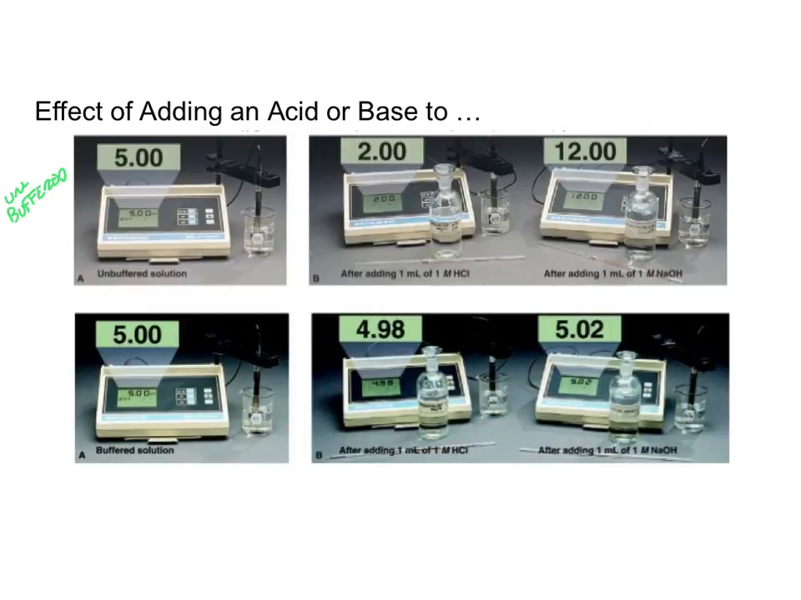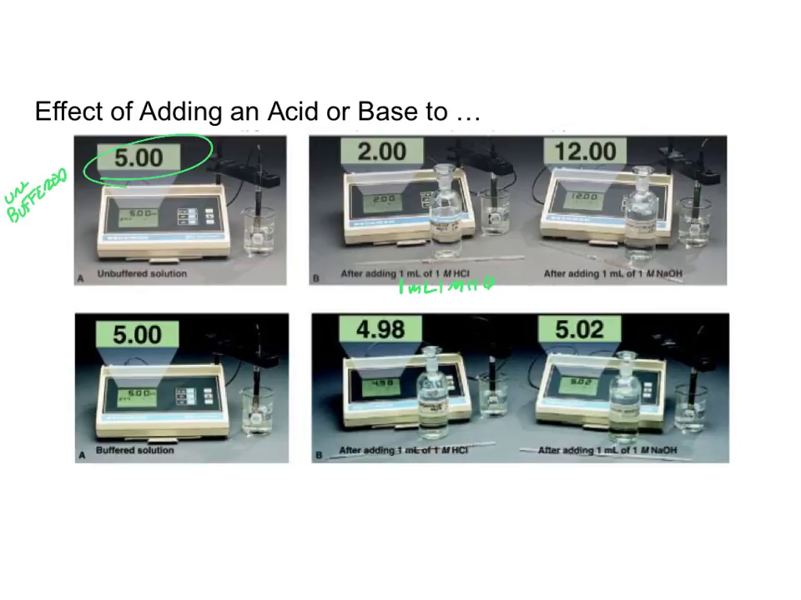And I'm telling you it has a pH of 5, okay? Now, if I add, I don't know if you can read it on your slides, 1 milliliter of 1 molar HCl to an unbuffered solution, it drops drastically to a pH of 2.